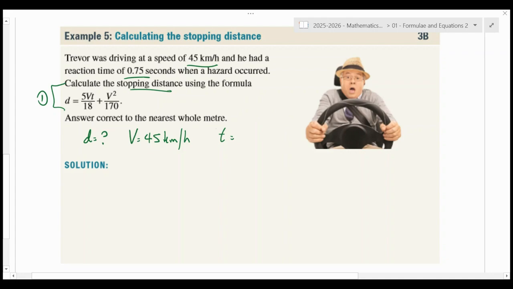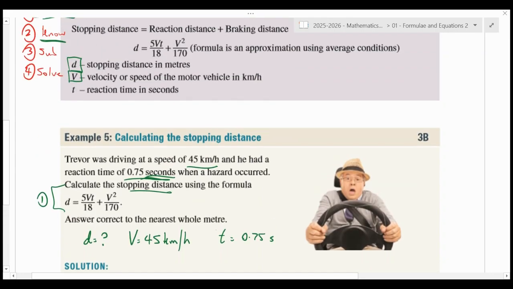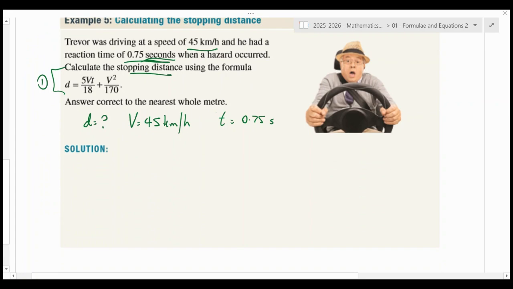So we're going to use T, and our T is 0.75 seconds. Make sure that you've got the units correct in this. Our time is in seconds. Our speed is in kilometers per hour. That's given in the formula. It's important that you have them in those correct units, otherwise things can go a bit pear-shaped. All right, so let's have a look.